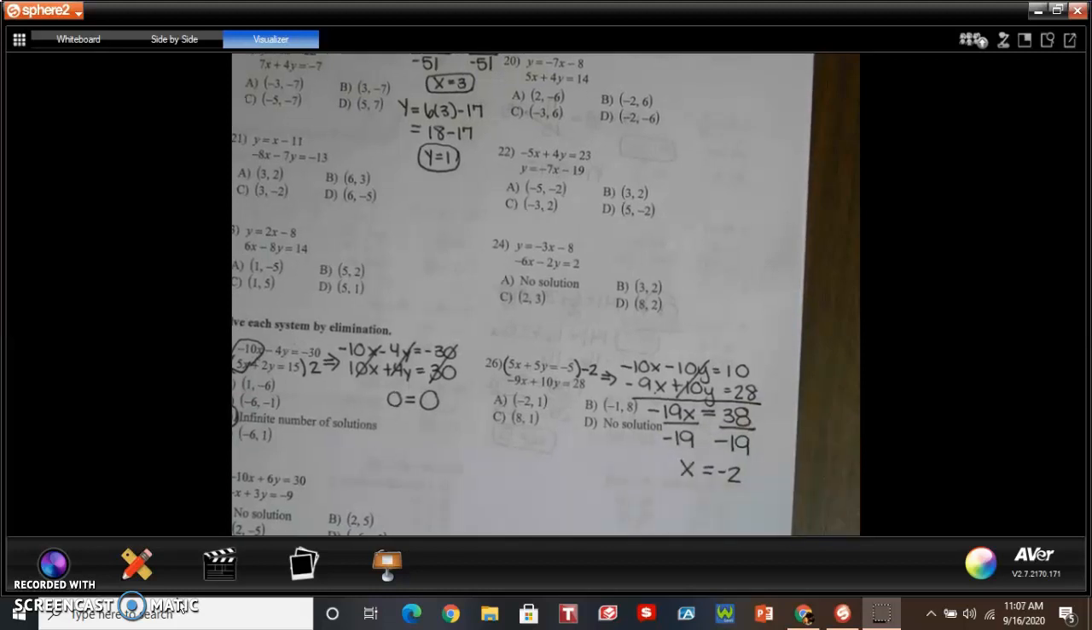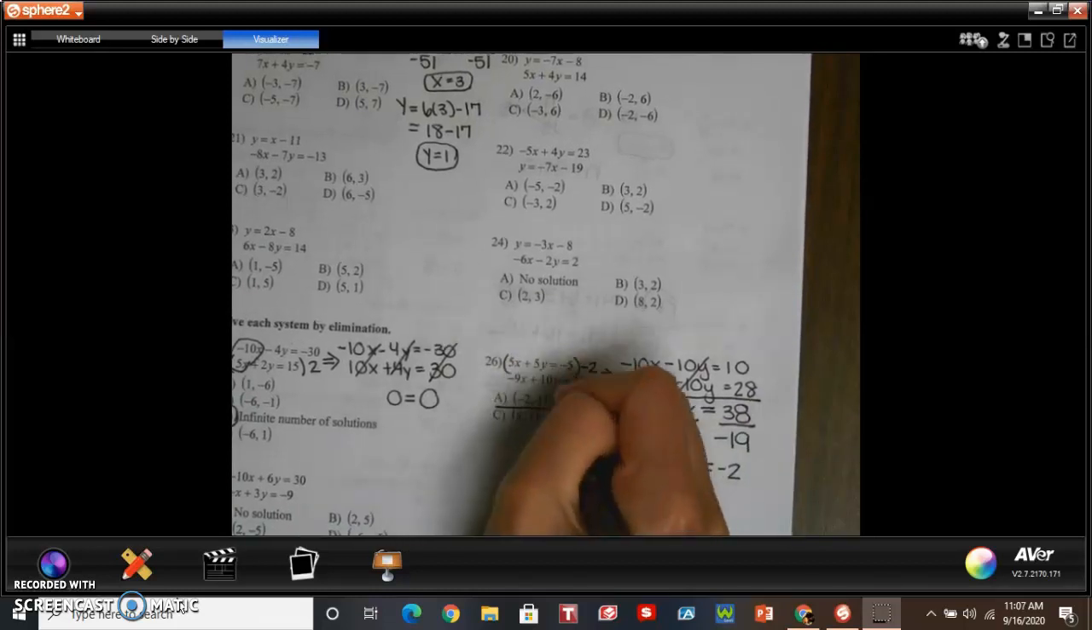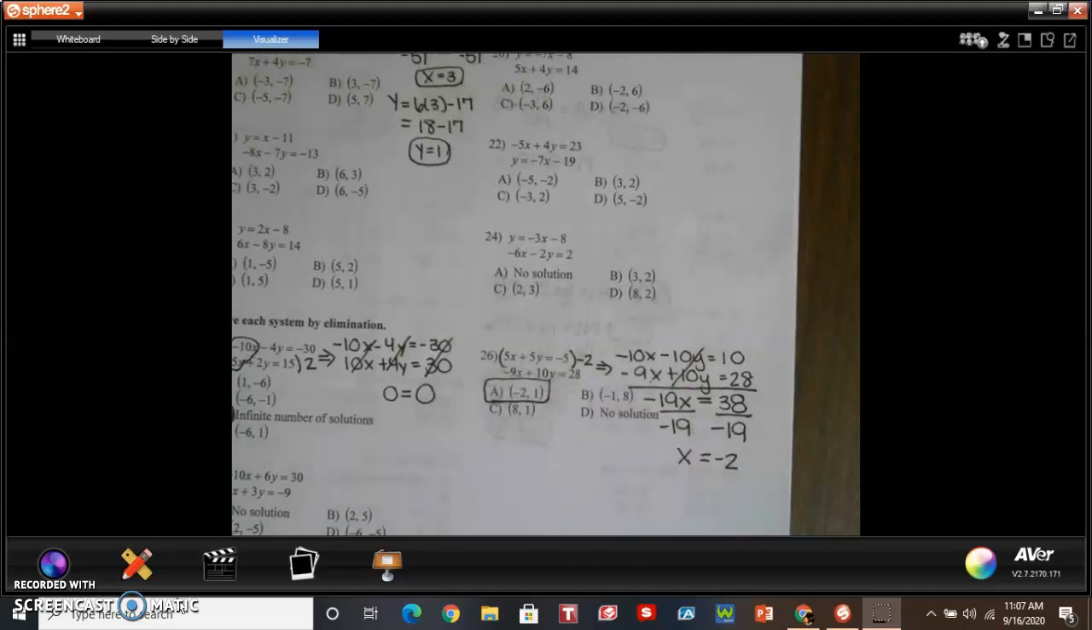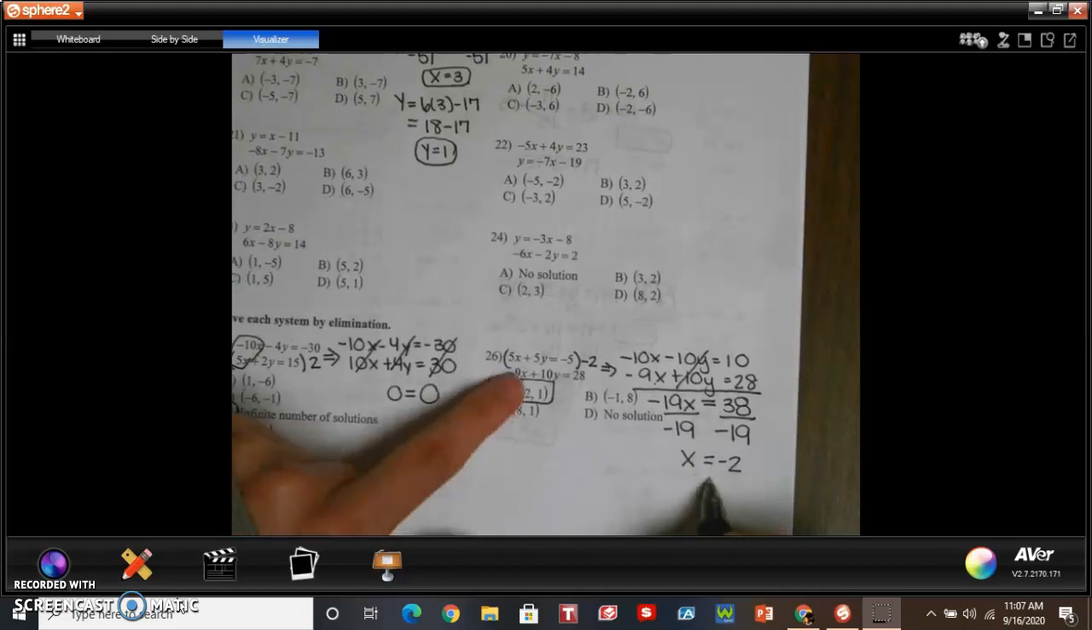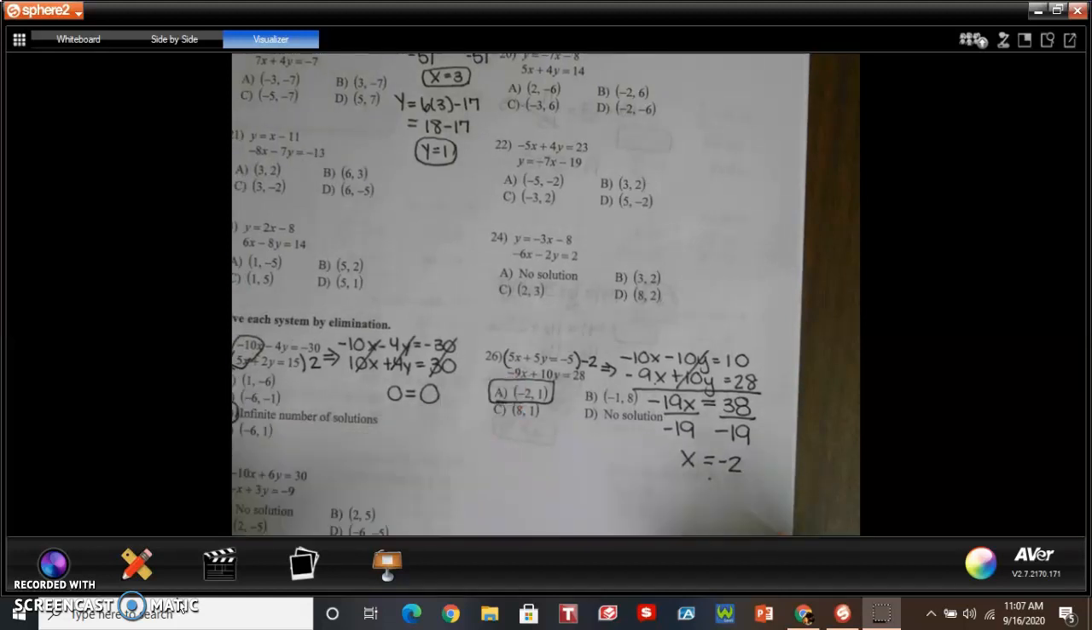So let's see. Looks like A is going to be our answer because it is the one that has x equals negative 2. If you're like, well, how do we find y for this one? Again, you just take your x variable, plug it into one of the equations, and solve for y.